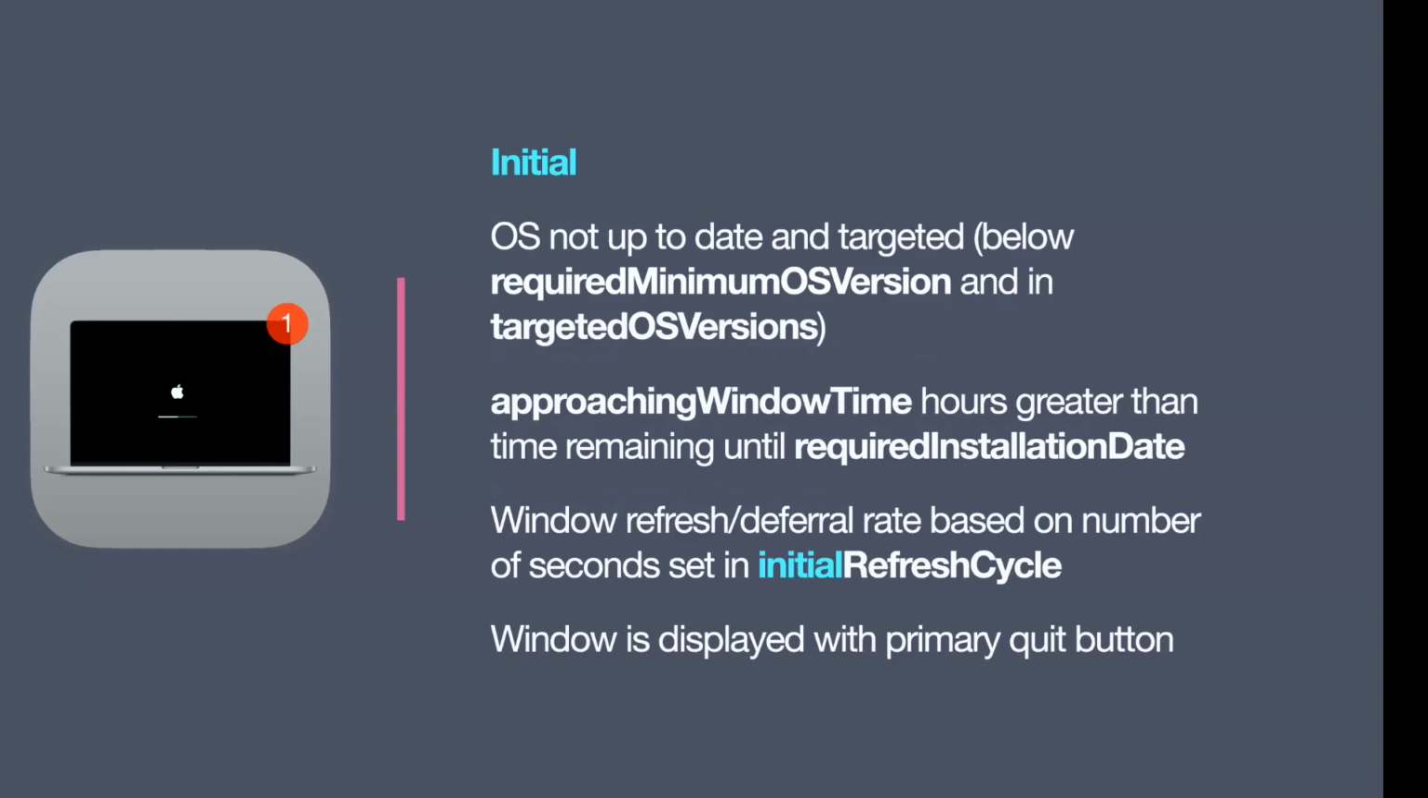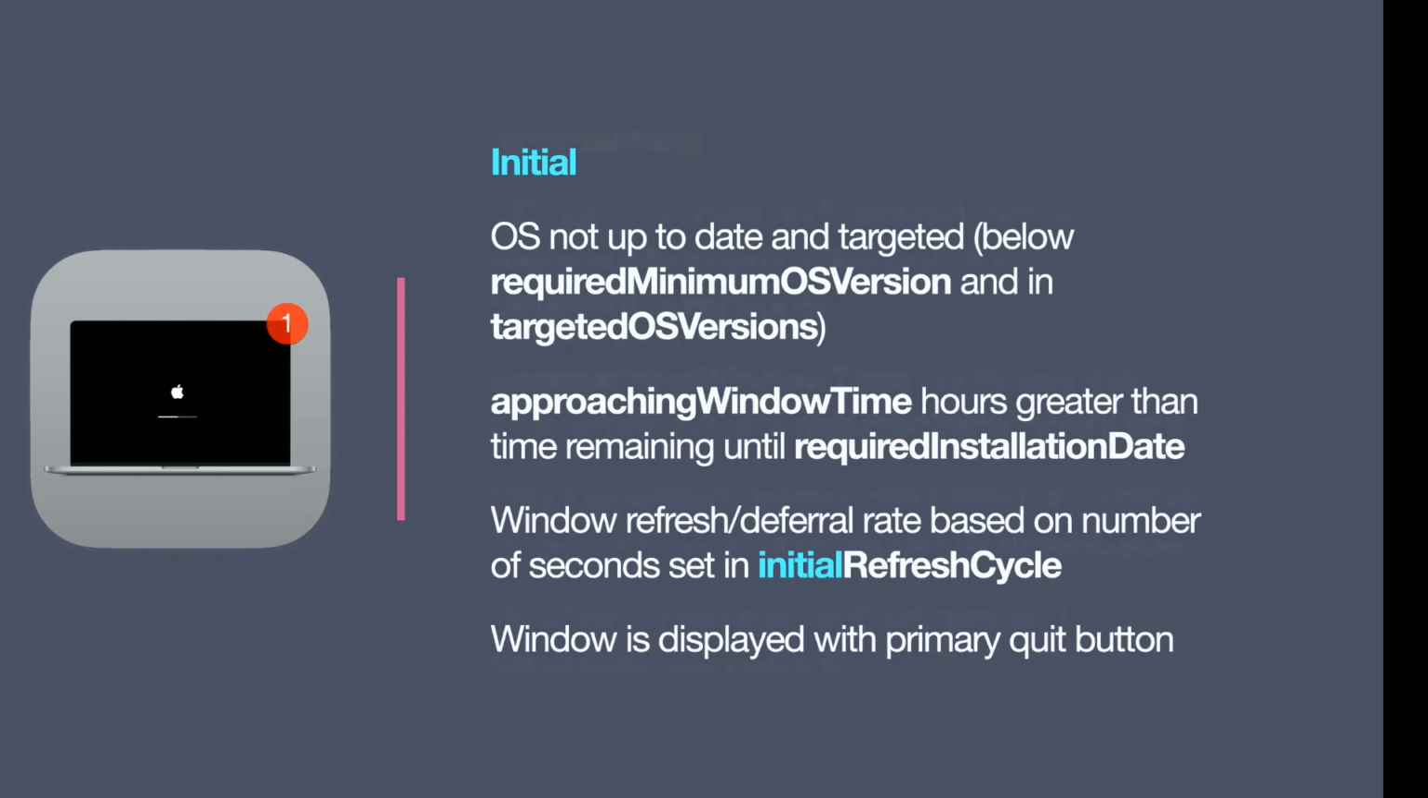DEFCON 4. Nudge is at its initial stage at this point. This is when the installed version of macOS is below the minimum required version and the number of hours before we reach the required installation date is greater than another preference called approaching window time, which I'll look at in a moment. When Nudge is in the initial state, it will refresh and increment something called a deferral count, which again I'll talk about soon, based on the number of seconds set in the initial refresh cycle preference. So at this stage, Nudge will display a window with a single primary quit button.